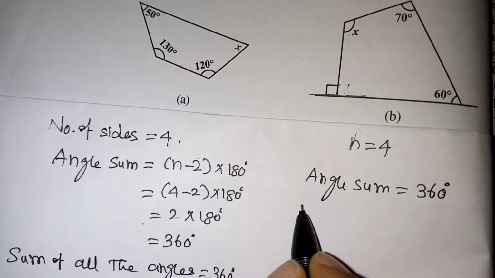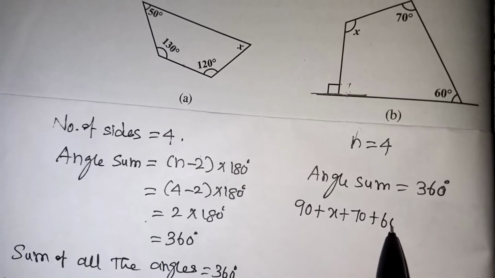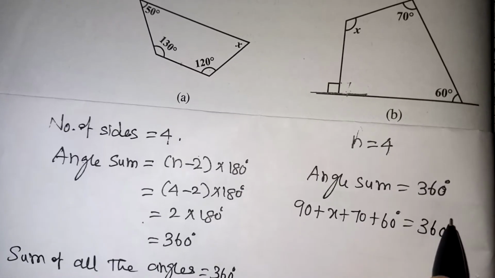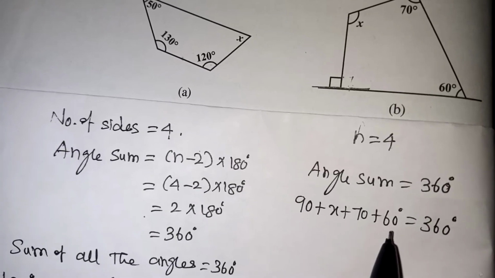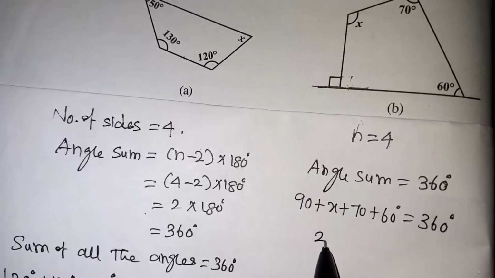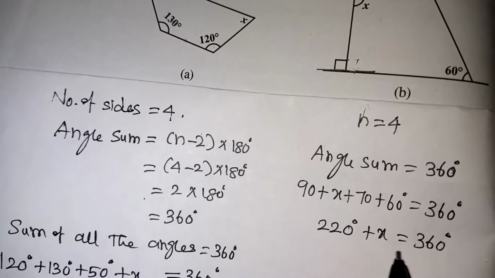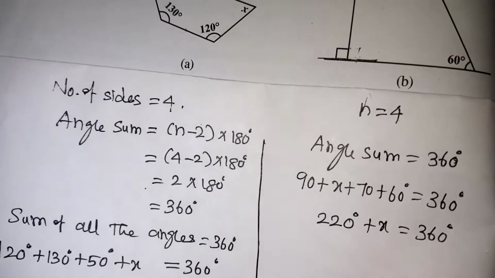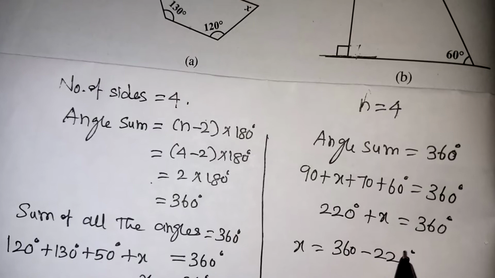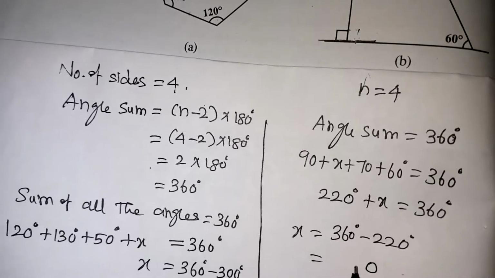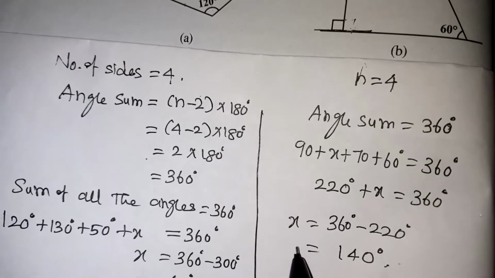So we are going to add it. 90 plus x plus 70 plus 60 is equal to 360. So 90 plus 70 is 160. 160 plus 60 is 220. 220 degree plus x is equal to 360. If you bring it to the other side, it will become minus. So x is equal to 360 minus 220 degree. So subtraction: 0, 4, 1. So x is equal to 140 degree. That is the correct answer for the given question.